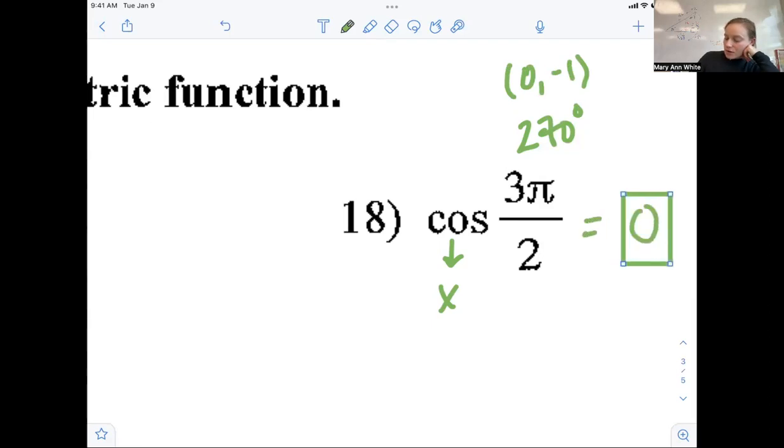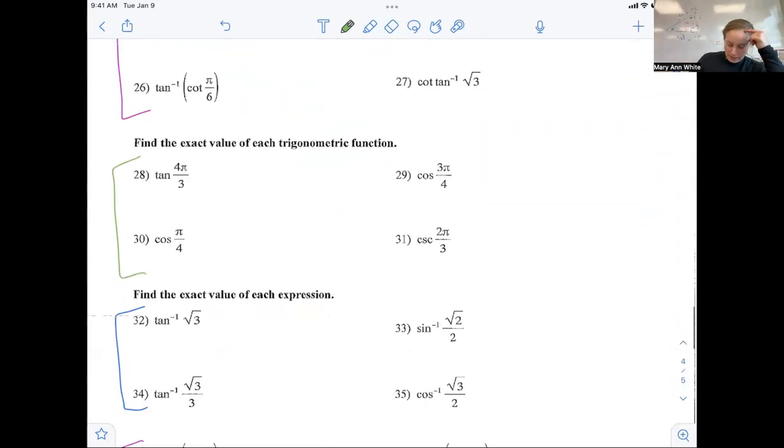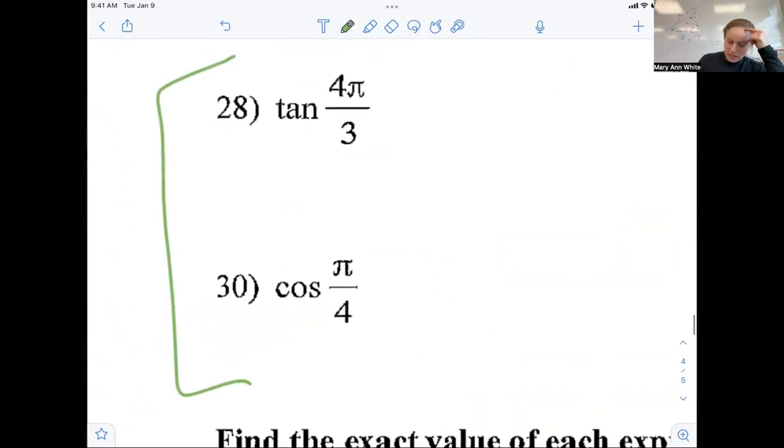You don't need any of this work that I'm doing, but I'm just trying to explain to you my thought process. Okay, I'm going to keep rolling. I've got 4 more just like these.